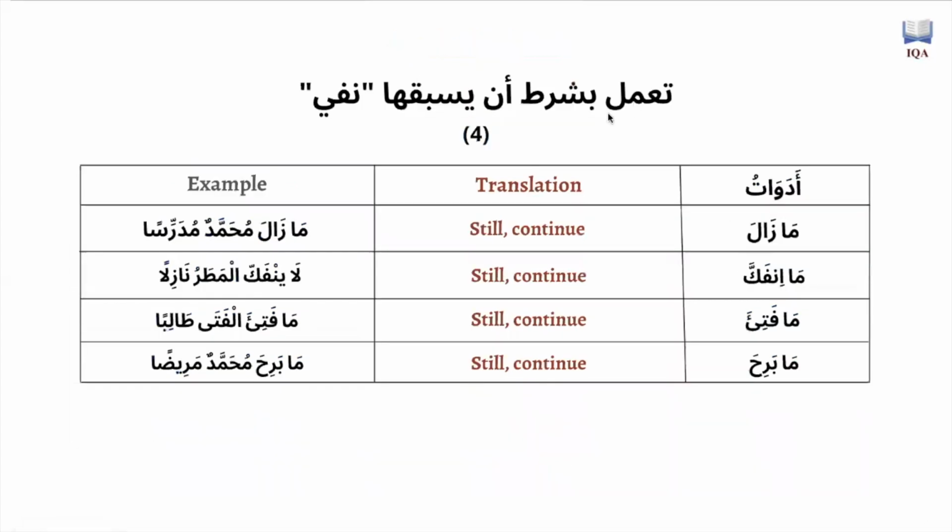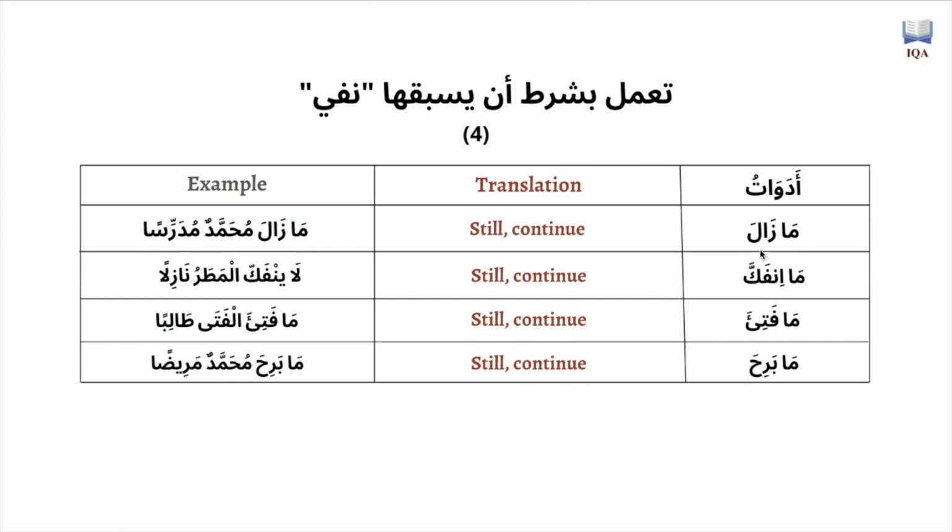Let's go to those that function with the condition that they be preceded by a negation, which are 4. You have ما زال, ما انفك, ما فتئ, ما برح. All of these mean the same thing, which is to still or continue. So ما زال means to still or to continue in a specific state, and likewise all the other 3. Now, the reason why is because these verbs need to be preceded by a negation, because on their own, they actually mean the opposite of this.